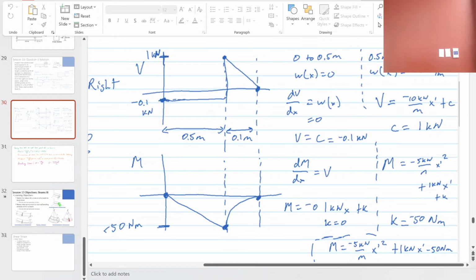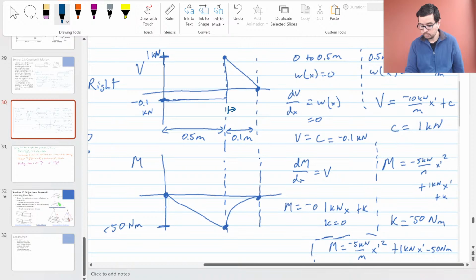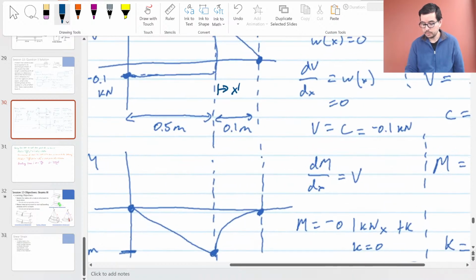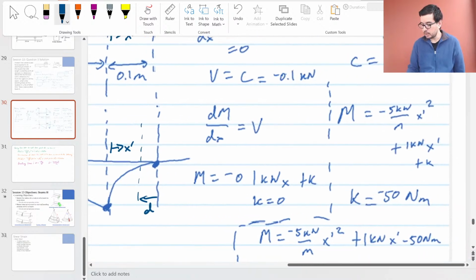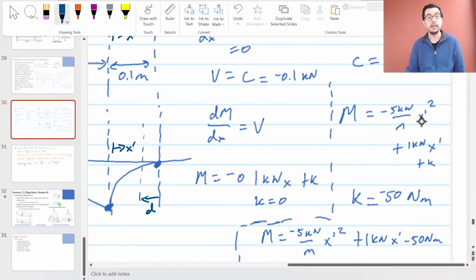Because our coordinate system here is x prime. Okay? But we said that we want a distance coming from the right, d. Okay, so to figure out where we really are, we're going to plug in not x primes, but we're going to plug in d minus x primes. Okay?